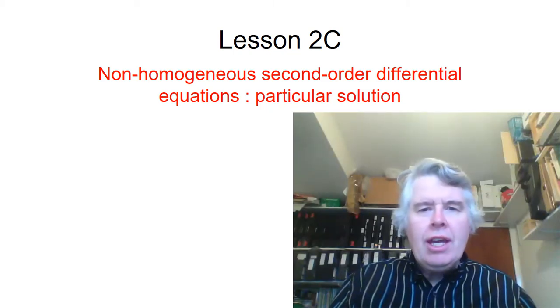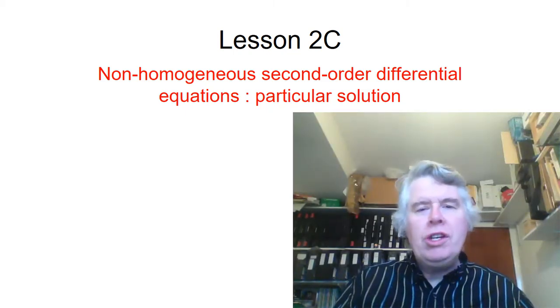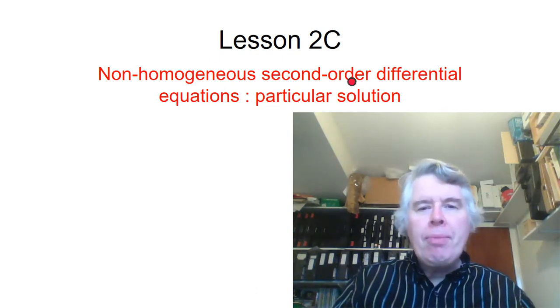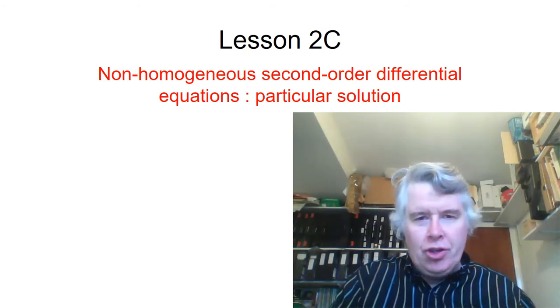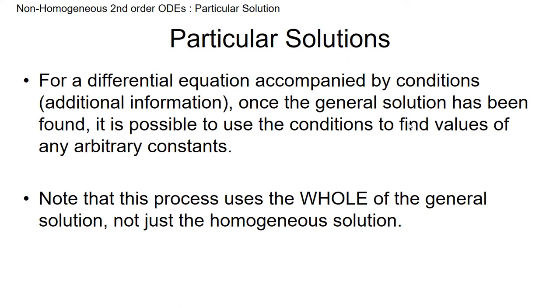The next stage is continuing with non-homogeneous equations to look for the particular solution rather than just the general solution. Just like for homogeneous equations, when we have a differential equation accompanied by additional information in the form of conditions, once you've got the general solution, you can use this information to find the value of any constants and to end up with the particular solution.